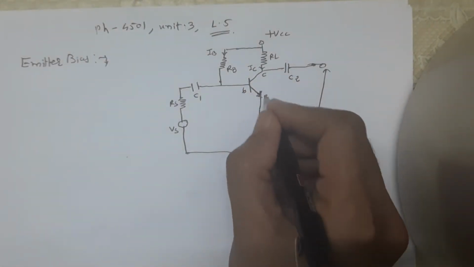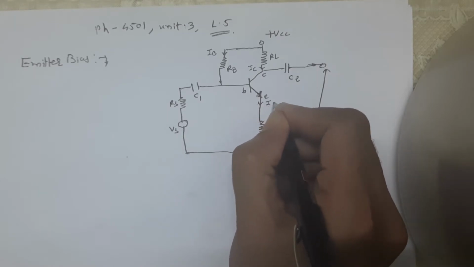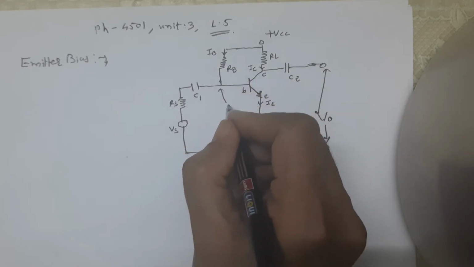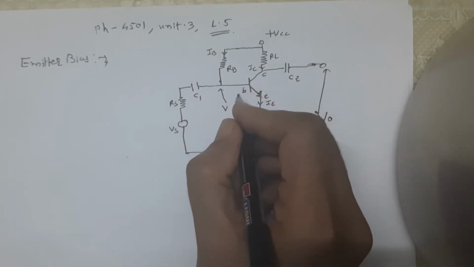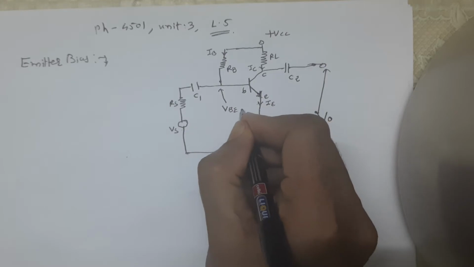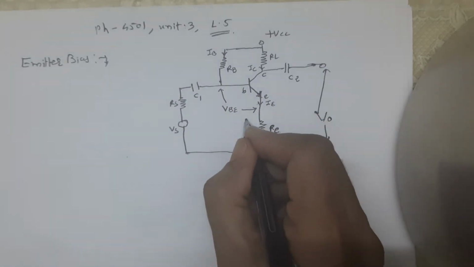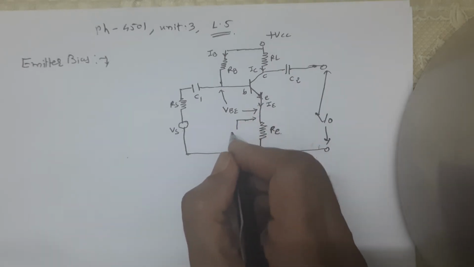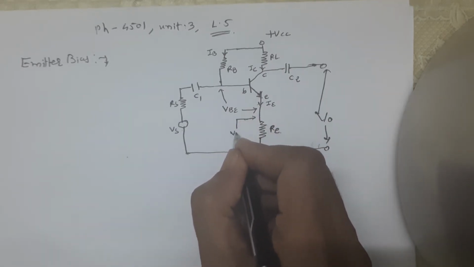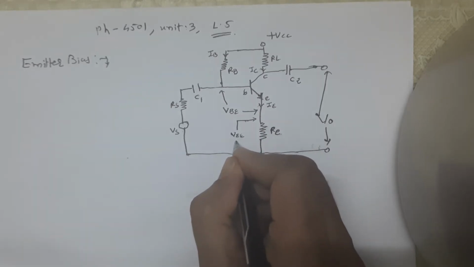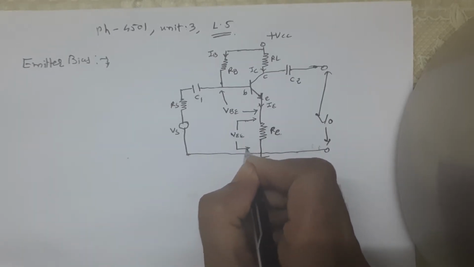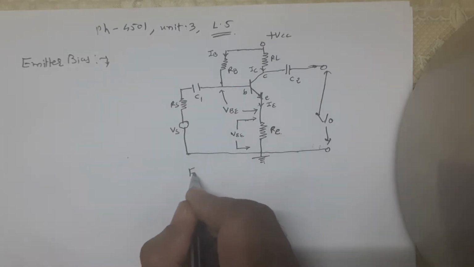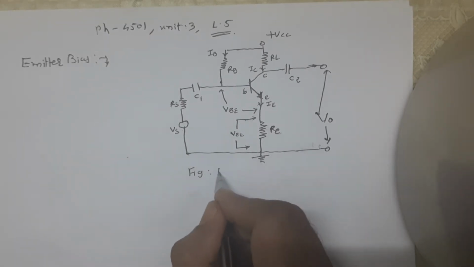This is your emitter terminal, so here the emitter current IE. This is nothing but the voltage between the base and emitter, VBE, and this is nothing but the voltage between the emitter and ground. It is known as VEE. So this is the figure of emitter bias.